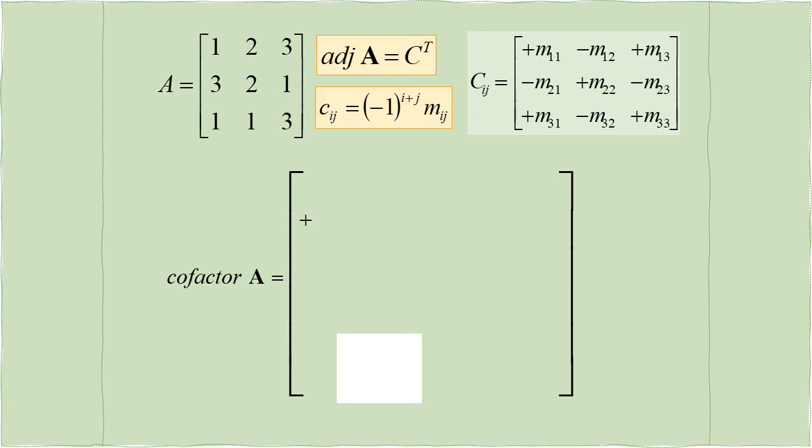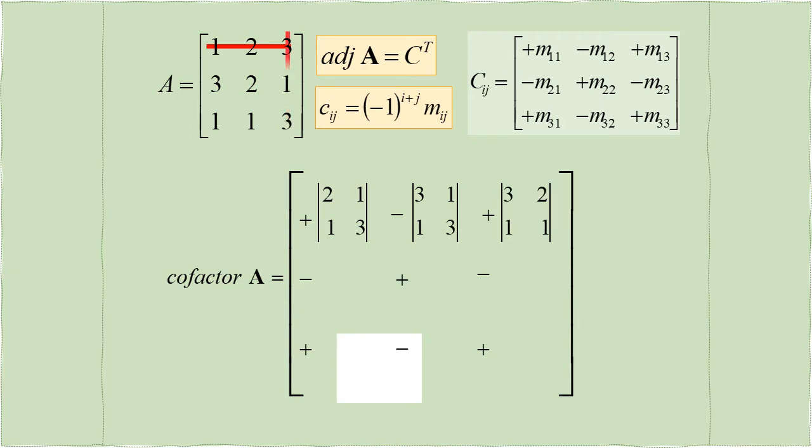So here for the first position 1 1, so eliminate delete row 1 column 1. We put the sign first. Eliminate column 1 row 1, so we get 2 1 1 3, right? And then eliminate row 1 column 2, we get 3 1 1 3. Eliminate column 3 row 1 equal to 3 2 1 1.